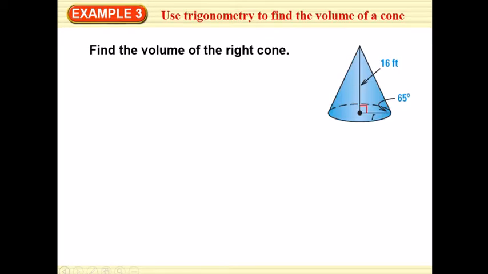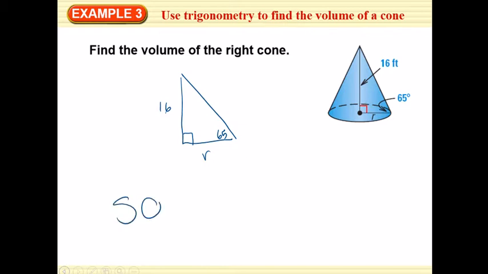Alright, example 3 here. Find the volume of the right cone. Now, as you can see from the picture, they don't give us r, but they do give us the height of 16 feet, and then they give us an angle. So one of the things that we're going to do is pull out this triangle. It is a right triangle, so that's going to help us. If I were to find the radius r, I need to identify, according to this angle, which sides I have.